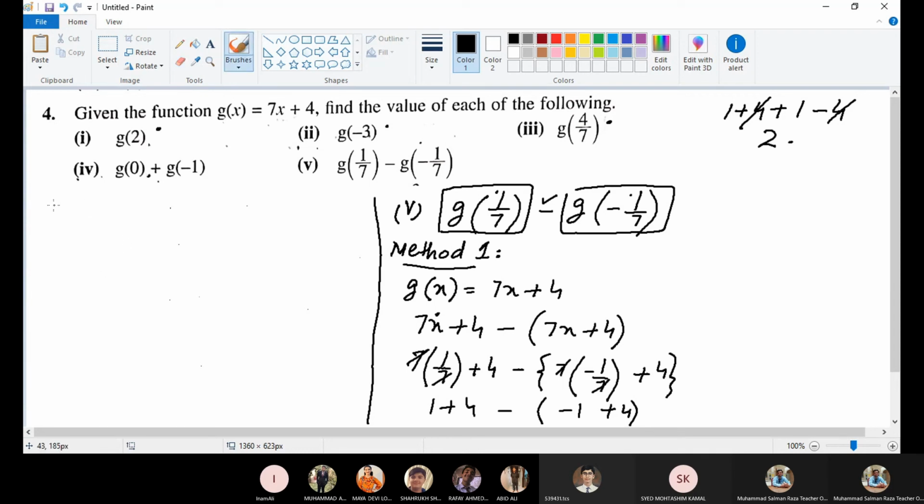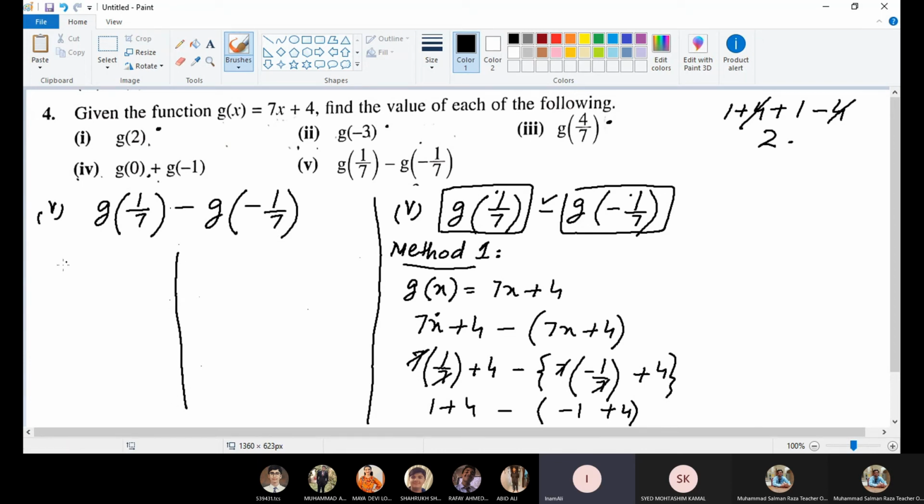So guys, this is question number 5. See method 2 then. If method 1 was not understood, not everyone can get method number 1. It's better that you write it in this way.